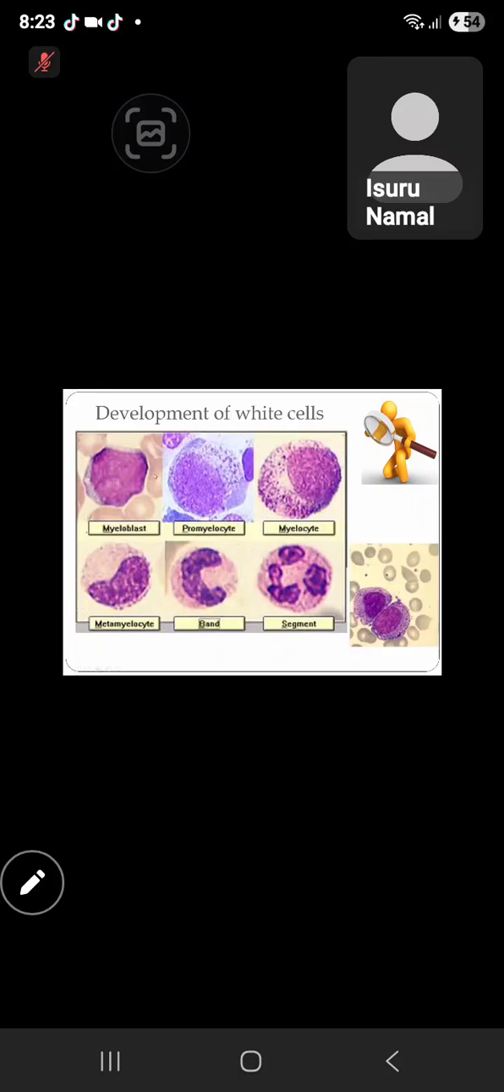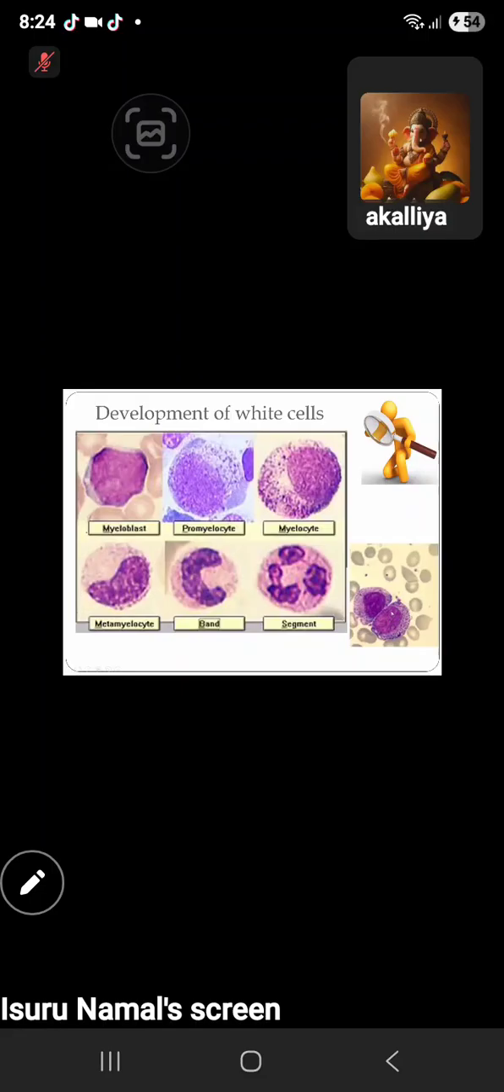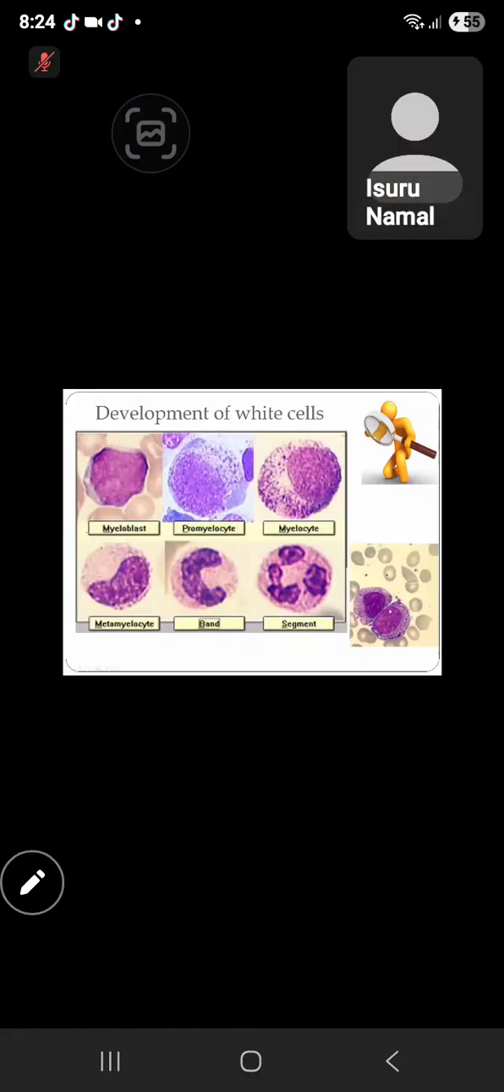This is the myeloblast. The next stage, as I told, is the promyelocyte. Actually, this picture is not good, therefore I put this diagram in the right hand corner. You can see this cell. I hope you can see this. Dinesh, can you identify this? Can you see this clearly, Dinesh? Or any person, can you see this? Yes, yes, sir.